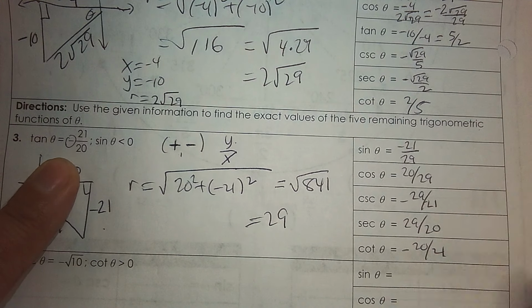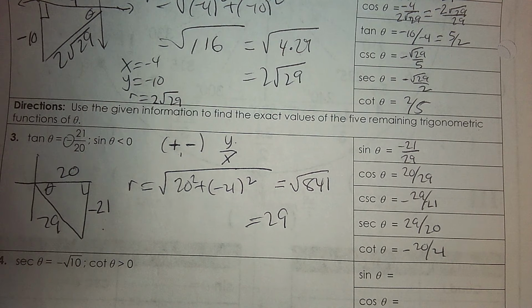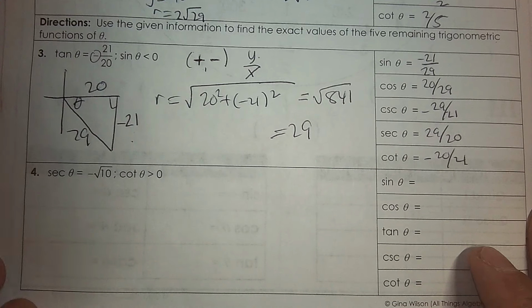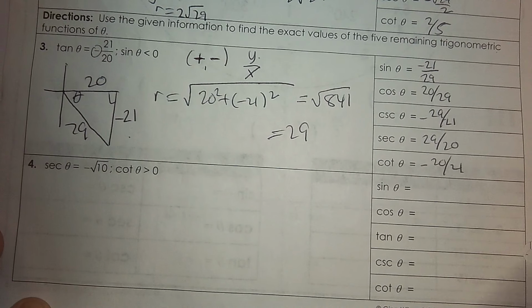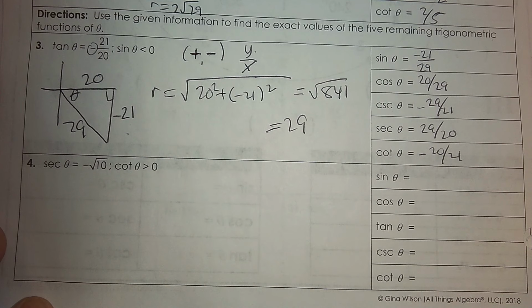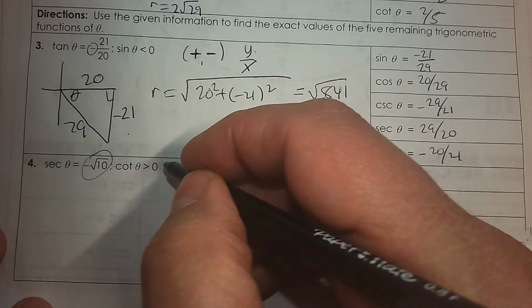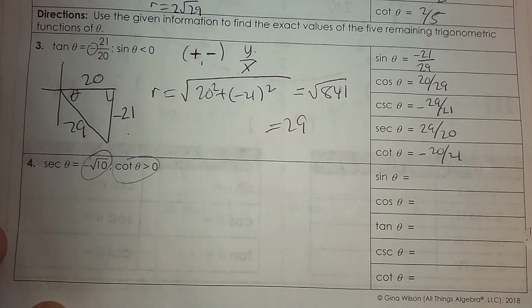And it's done. All right, again, number 4. And again, you can press pause at any time and try it first. That's the best. Then see if you're doing it right. So secant's negative root 10. Cotangent's greater than 0. What quadrant are we in?